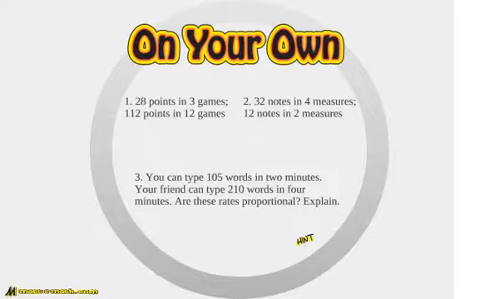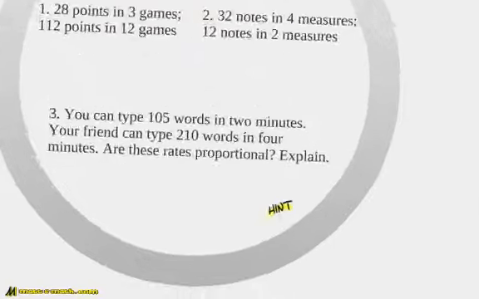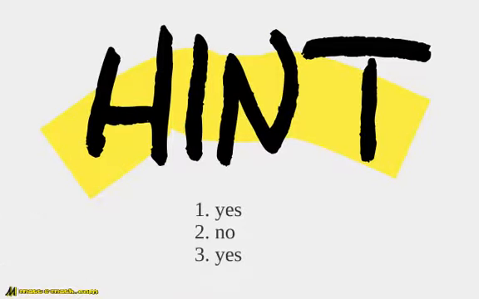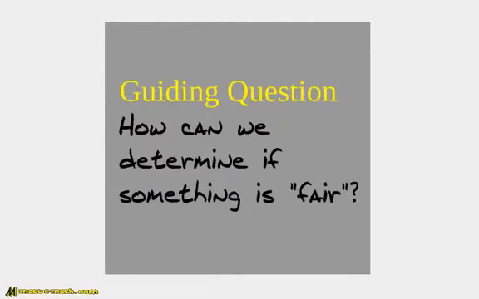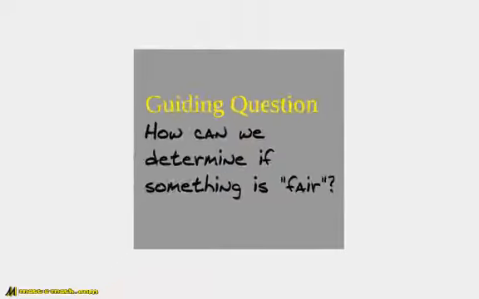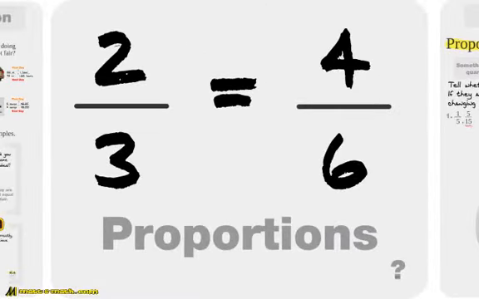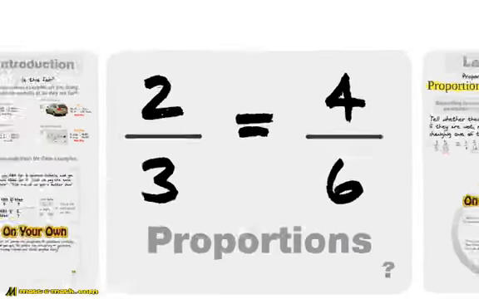All right, if you're setting up the fractions right, you'll be able to tell these pretty quickly, whether by cross-multiplying, simplifying, or seeing how you can multiply to get to the other side. All right, 1 is yes, 2 is no, 3 is yes. Bam, that's it. How you doing? Are you able to answer this question? How can we determine if something is fair by looking at a proportion? I bet you are. All you're doing is looking at those fractions, simplifying or cross-multiplying, and bam, you're good to go. Well, that's it as we talked about proportions today.